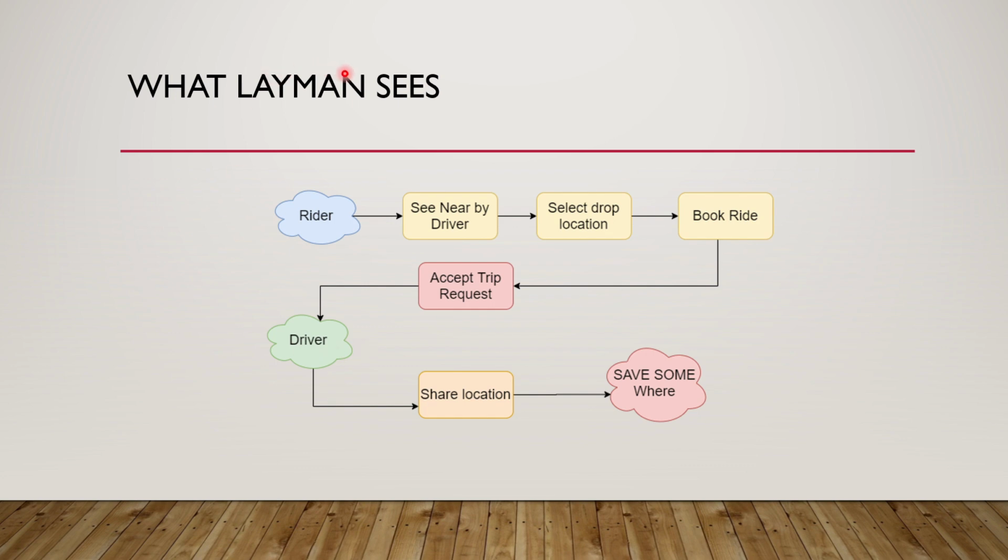So from a very layman's point of view, you will see all these things. This is what the layman will see, but as a technical person, we should be aware that whenever we see this kind of block diagram, it means that the rider is seeing some driver nearby. It means that the rider is mapped to some API which will bring the map to his device. He is able to select a drop location. It means that there is some API which is enabling him to input the drop location and the pickup location, and there is some button which is enabling him to book the ride.